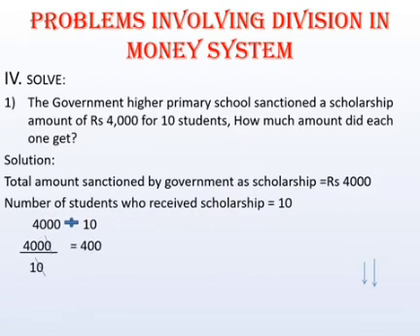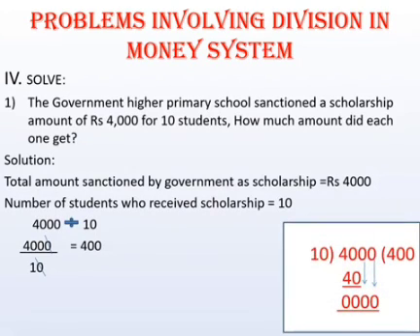Or you can divide in this way. 4,000 divided by 10. 10 4s are 40. 2 zeros are left out. So these 2 zeros you can copy over there, because 10 zeros are 0. So even here you get 400. Therefore, each student gets rupees 400.